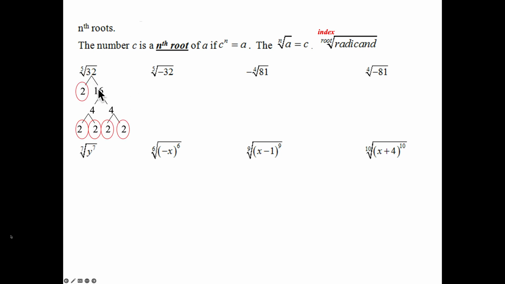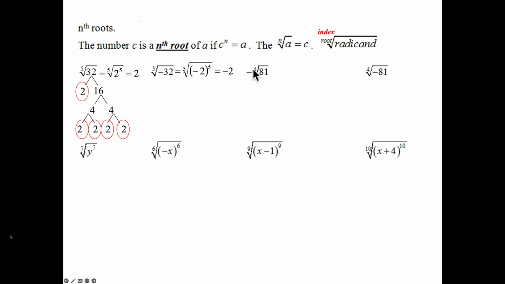Well, 2 times 16, and 16 is 4 and 4. A pair of 2's out of each 4. There are 5 2's. That's the 5th root of 2 to the 5th. That's a 2. The 5th root of negative 32, don't recreate the wheel. Remember we said odd roots can be negative. My answer is a negative. The 5th root of 32 is 2, so it's a negative 2.